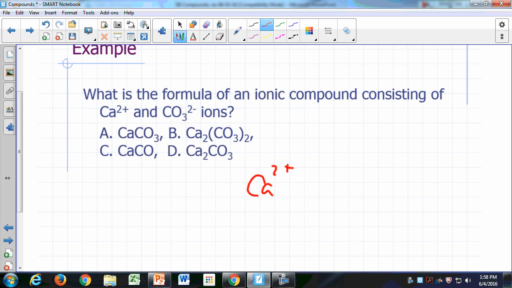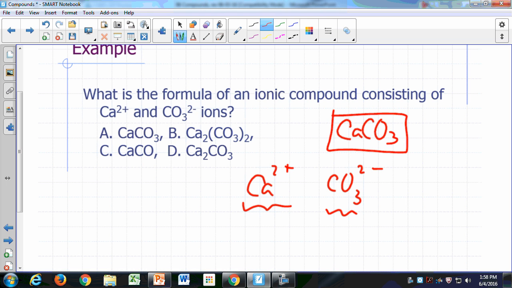Calcium is plus 2, carbonate is negative 2. How many plus 2's and how many negative 2's do you need? There's the smallest set of plus 2's and negative 2's that would add up to 0. One of each, right? One of this and one of that. So the formula of calcium carbonate, a compound made up of calcium and carbonate ions, which incidentally you've seen a lot already, is CaCO3. Calcium carbonate is chalk. That's also limestone.